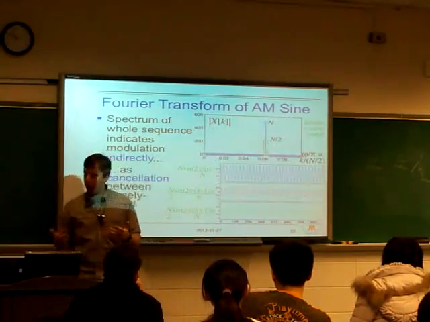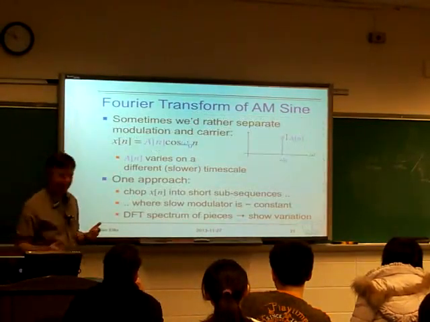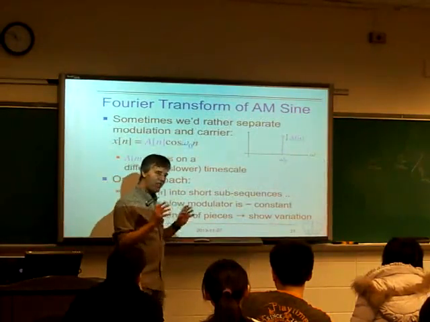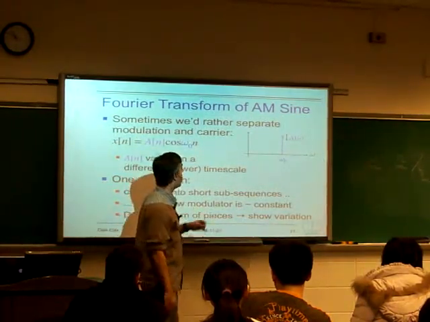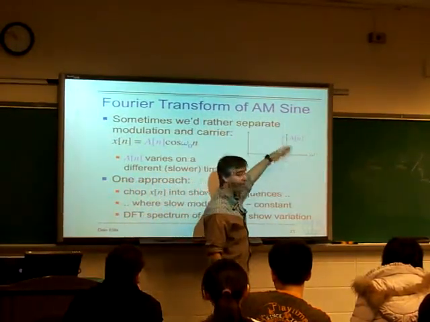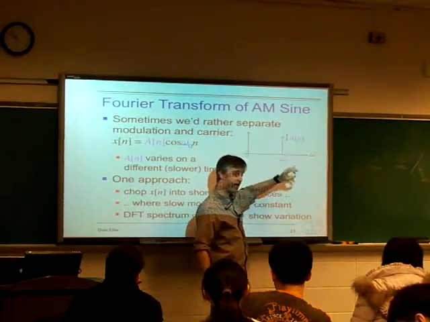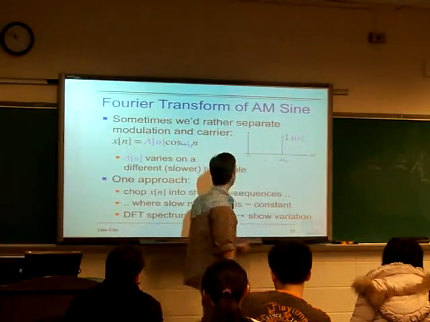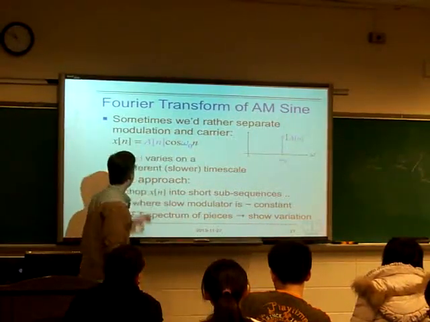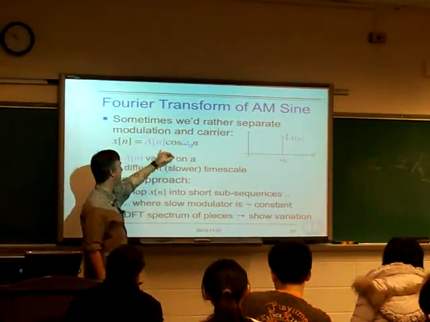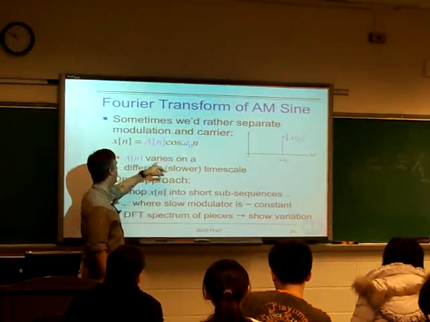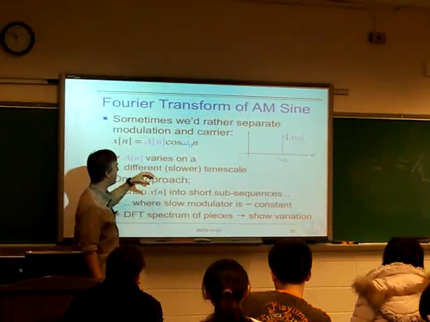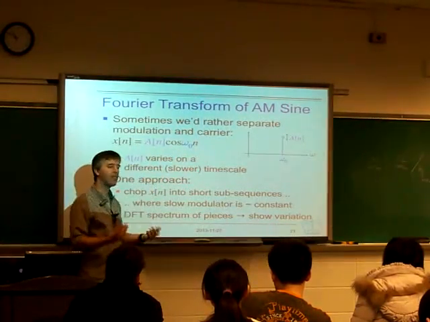But what that signal really looks like, and what it sounds like, is a sinusoid whose amplitude is varying. A sinusoid with a single frequency, not three sinusoids added together. One sinusoid, but with an amplitude that's varying. Something like this, A of n cosine omega 0 n, where A of n is time varying, but on a much slower scale, right?